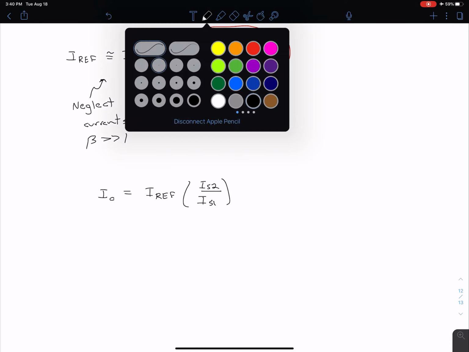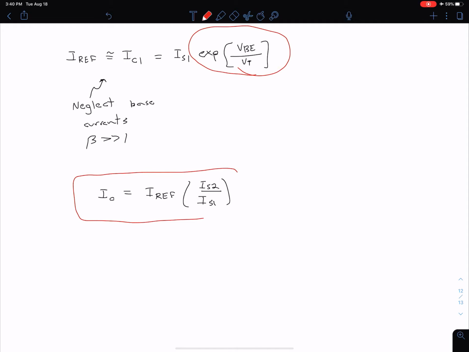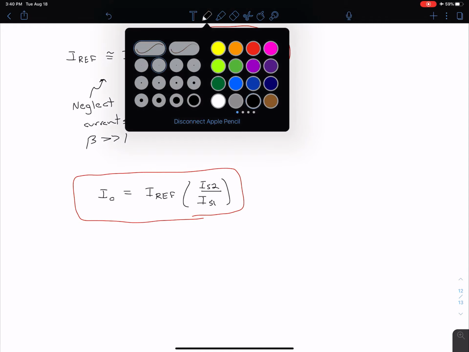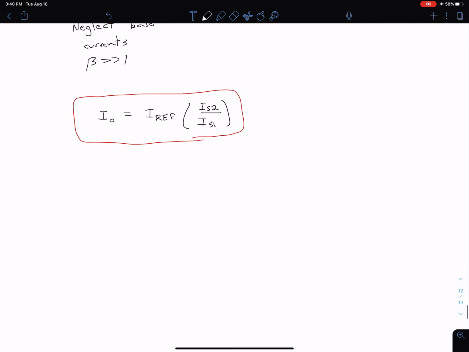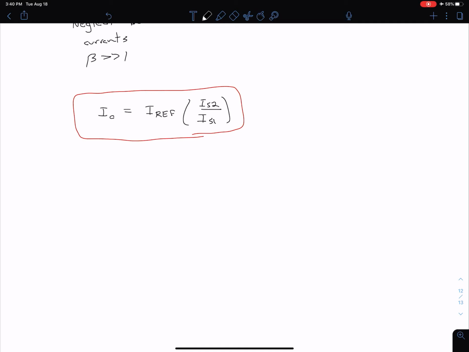This is going to be an important equation if we're talking about mismatched transistors. If we don't neglect base currents, we're going to have another term in there. For instance, in our general equation for our two transistor current source, we have that 1 plus 2 over beta. In this case, we don't have that because we neglected our base current. We can see that in the limit as these transistors are matched, we have I naught equals Iref. So our I naught equals Iref times the ratio of some reverse saturation currents.